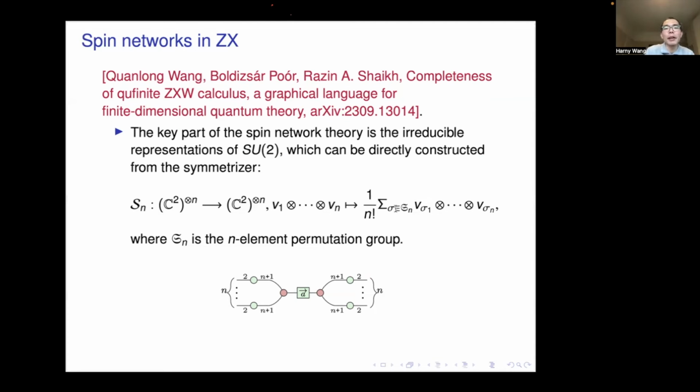It looks a little bit complicated, using the permutation group. But in this paper, we find a very simple way to represent the diagram in ZX. We generalize the Z spider, as I showed at the beginning, so they can have different types. Each leg has a different type. And in this way, you can represent the symmetry in this simple way, and then you can do a lot of simplification for spin networks.